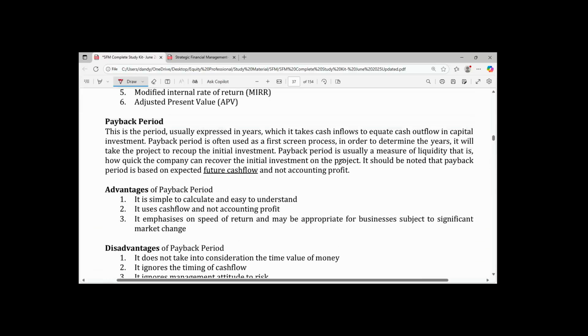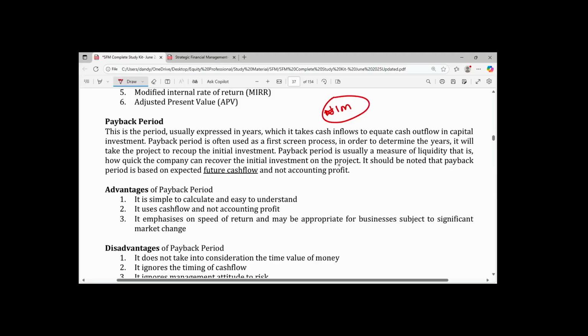The payback period is a measure of liquidity. That is, how quick or how soon can a company recover the amount invested in a project. Say, for example, you want to invest 1 million naira in a project. Then you want to know how long it will take you to recover your money on the project, or how long it will take the project to pay back your invested capital. That is basically what payback period is all about. And that's why we said that it's a measure of liquidity.